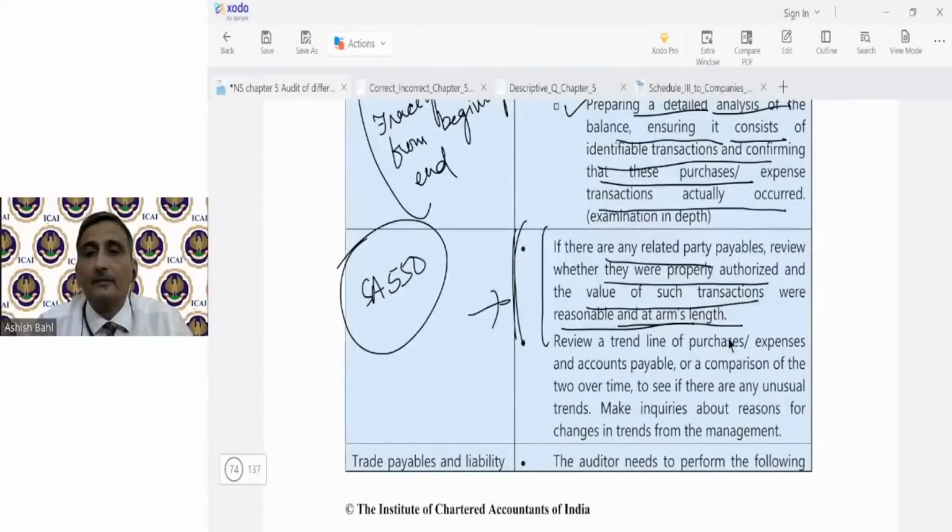Okay, so this is the basic point, students, you have to remember in the context of related party transactions. Whenever related party transactions come, you have to remember this basic point, that this is the basic meaning.